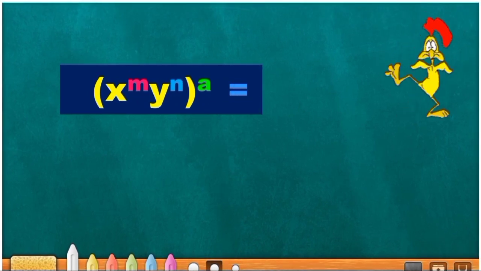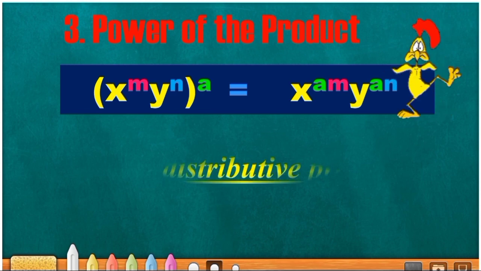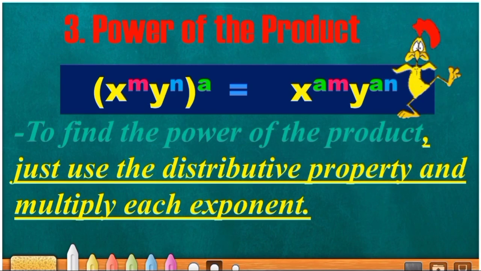X to the m times y to the n raised to a. So this is power of the product. So in this case, to find the power of the product, just use the distributive property and multiply each exponent.